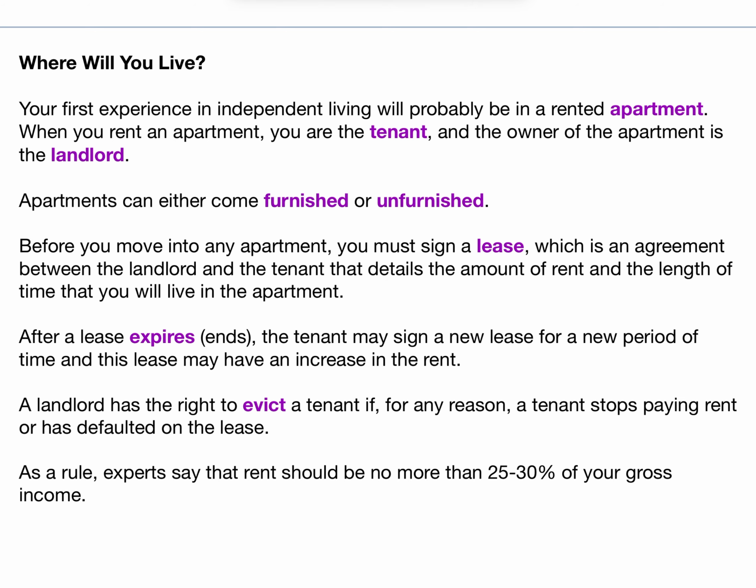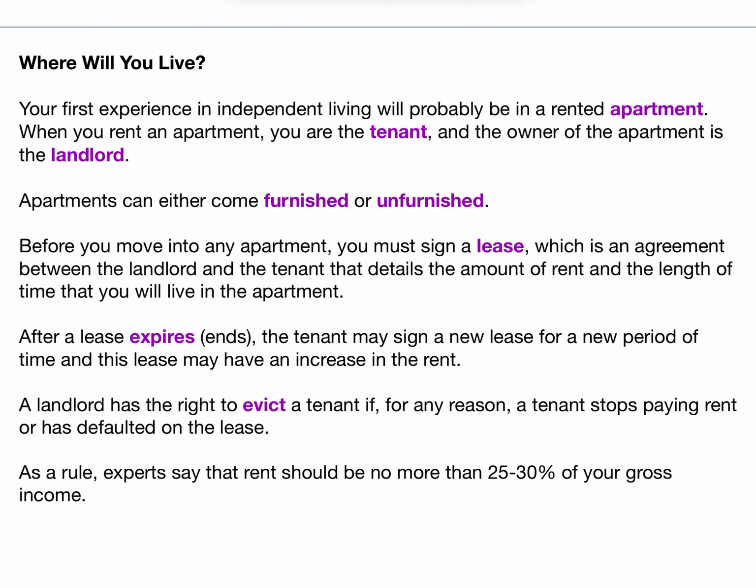Now, there are two different scenarios when you rent an apartment. It can come furnished, so it has furniture and appliances already in there, or it will be unfurnished, which means it'll be completely empty and you'll be responsible for bringing your own furniture and appliances. Obviously, when an apartment is furnished, the rent will most likely be higher than for an unfurnished apartment.